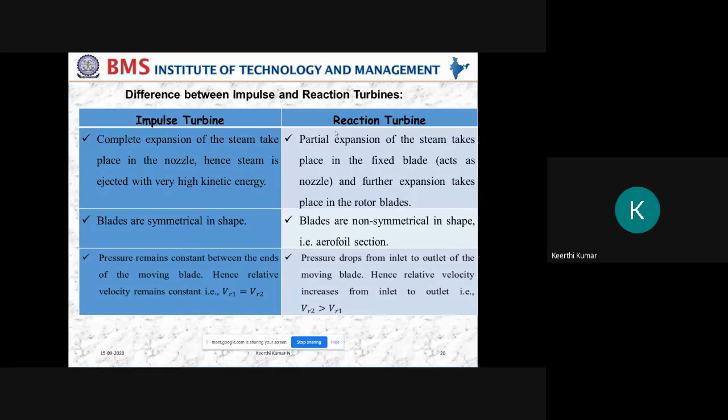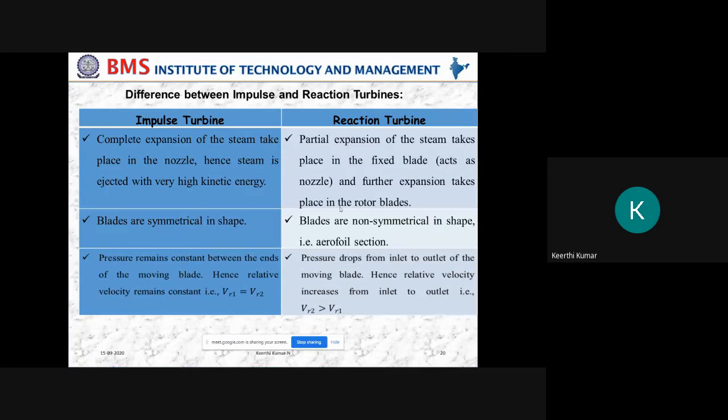In the reaction turbine there is a concept of fixed blades. Remember, in the reaction turbine there is no concept of a nozzle. There will be a concept of fixed blades. Here, in the impulse turbine, there is a concept of nozzle. What is the function of a nozzle? The function of a nozzle is to convert the pressure energy into kinetic energy. Here, the function of a fixed blade is to partially convert the pressure energy. Okay?